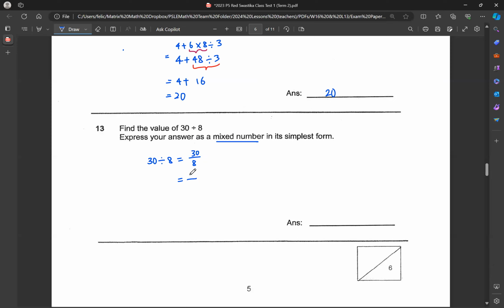Okay, so for me, I decide to simplify first. Both top and bottom can divide by 2. Divide by 2 gives me 15 over 4. Then I go on to change to mixed number. Okay, so make sure it's simplest form. The question wants that.